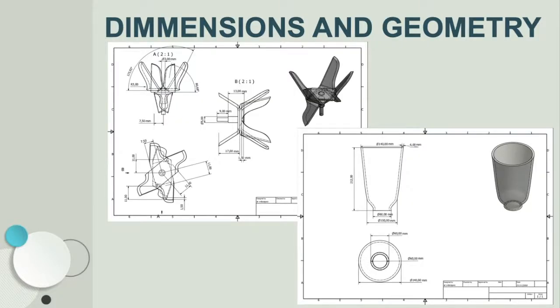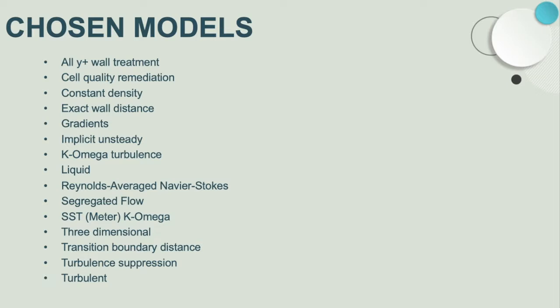Materials and methods. Dimensions on screen: the geometry of the blender modeled. Chosen models. The selected models for the simulation were chosen in order to fit the real phenomena happening inside the blender. These models predict the mean values of some properties, such as the fluctuation of the turbulence, the kinetic energy of the fluid, and the rate of dissipation, in order to give an approximated solution to some equations in all the mesh. Some, such as exact wall distance or transitional boundary distance, are especially for the boundary zone.